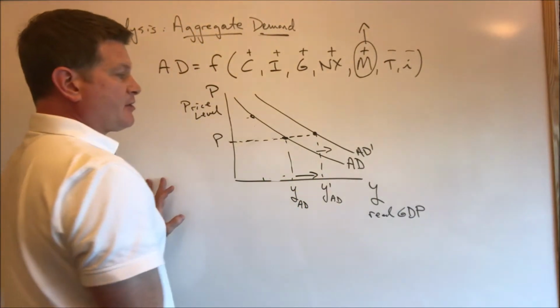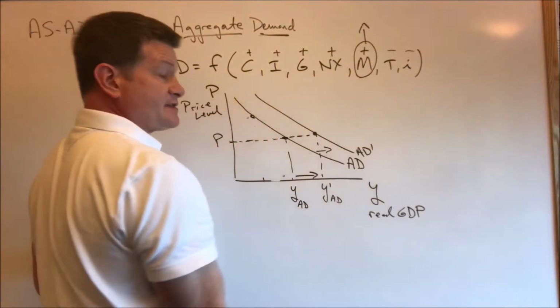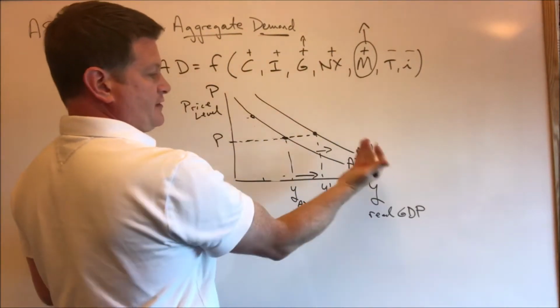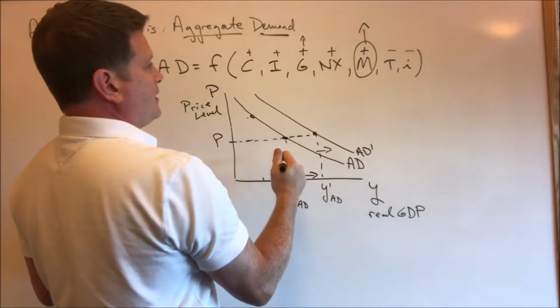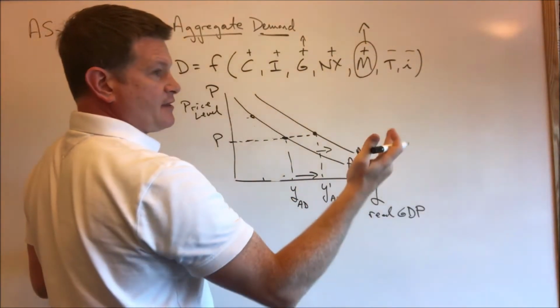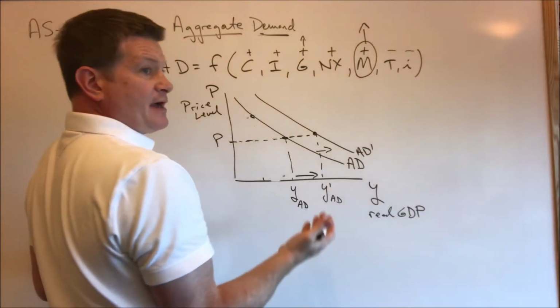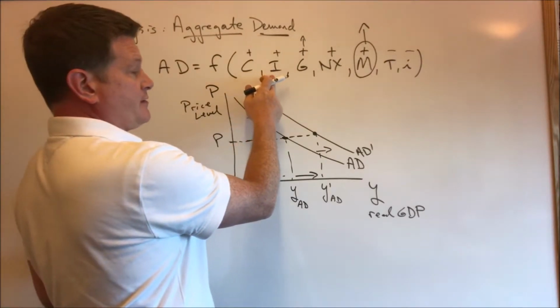Okay? Similarly, any of these could increase. Government could just increase its spending, and that would increase aggregate demand. Shifting this out to the right, for every price level, it would move to the right. Net exports, there could be a lot of demand for our goods and services abroad, or there could just be optimism in the economy, causing an increase in consumption and or investment.